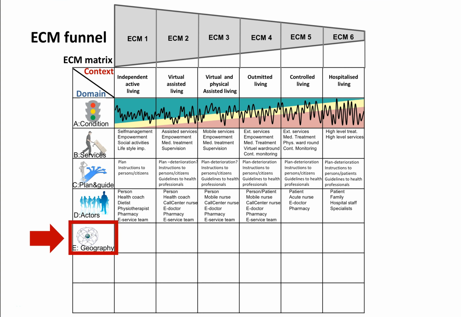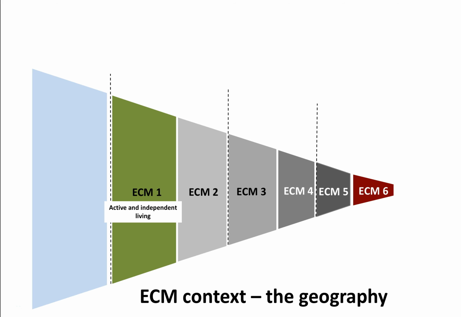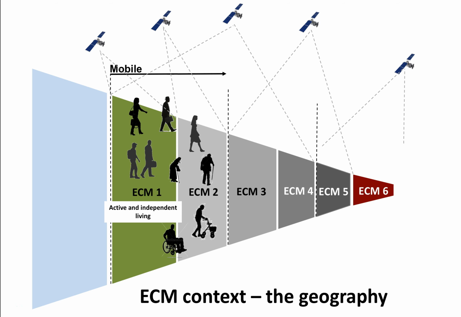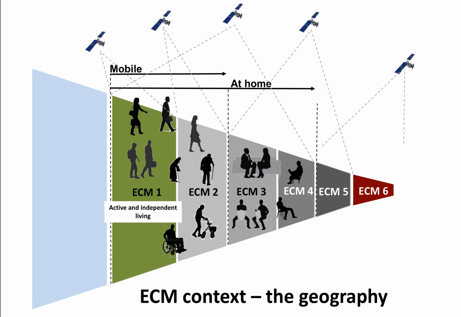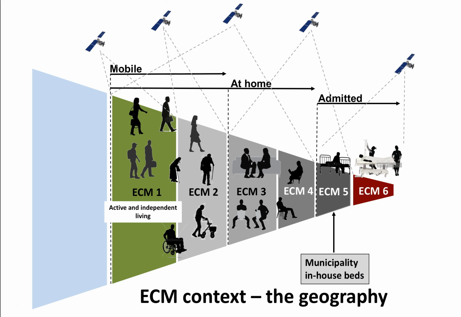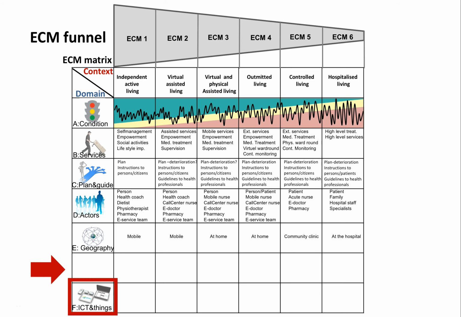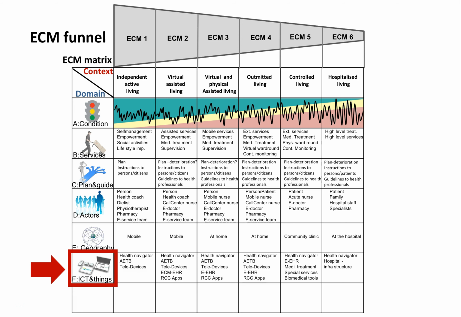Domain E contains information on requirements for the person's geographic location, for example expressed as GPS coordinates. In ECM 1 to 2, the person can be fully mobile and is supported by the ECM network. In ECM 3 to 4, the person must be at home to become ECM supported, and in ECM 5 and 6, the citizen becomes admitted at the local municipality clinic, which is ECM 5, or finally at the hospital, which is ECM 6.